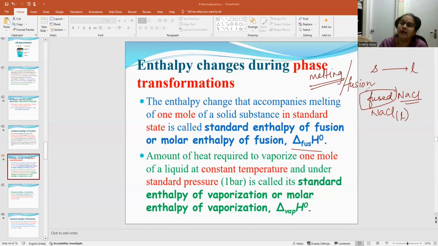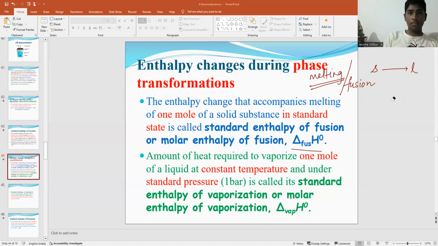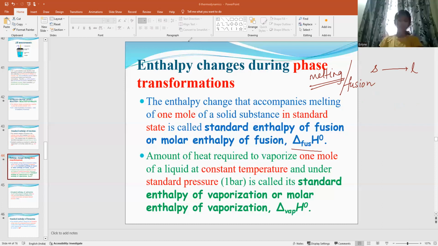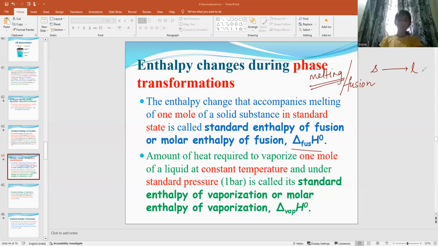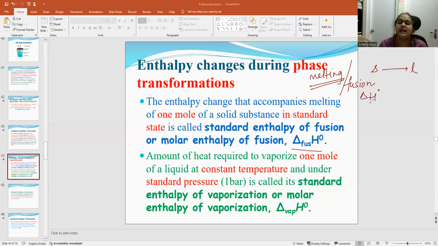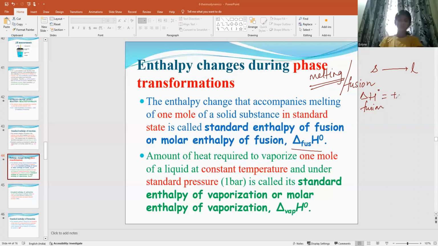So fusion means melting. So when solid is converted to liquid, is heat absorbed or evolved? Evolved. Okay. Do you heat a solid to get a liquid or what do you do? When you have to heat, yeah. So what type of change is solid to liquid conversion? Is it exothermic or endothermic? Endothermic. So what shall be delta H naught fusion for melting? Positive or negative? It will be positive.